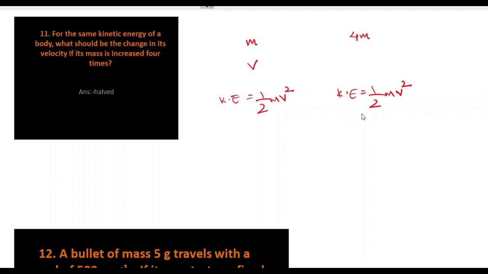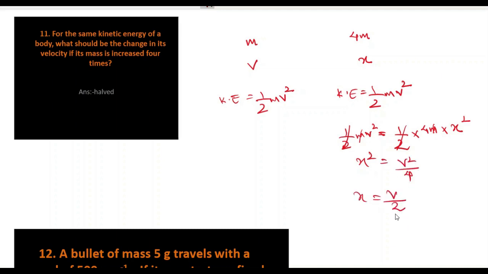Let the new velocity be x. Let's find its value. So kinetic energy half mv square is equal to half into 4m into x square. Half will cancel from both sides, m will cancel from both sides, so we can write x square as v square by 4, or x is equal to v by 2.